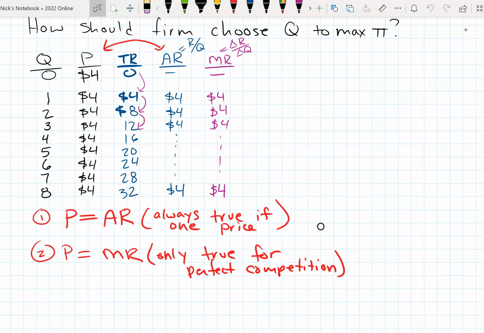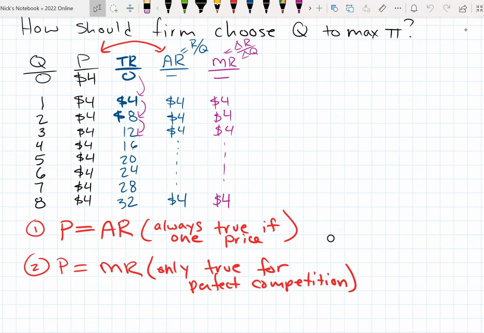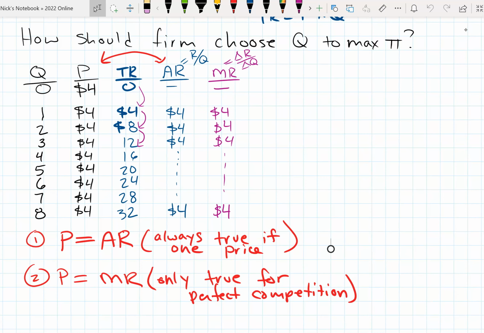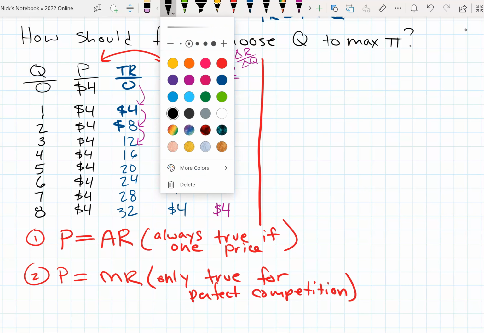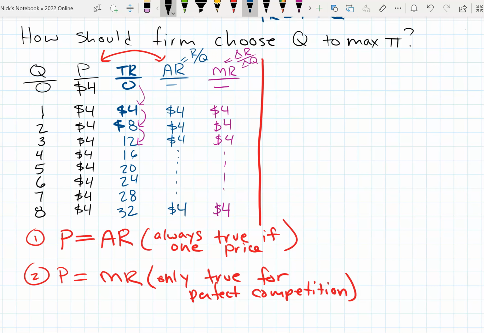Okay, so back to our example. For this one, we need a little more information before we can decide what quantity to choose. Remember, that's our goal with this: to decide what quantity to choose. So let me put a little vertical line. What we need to know about is our costs.